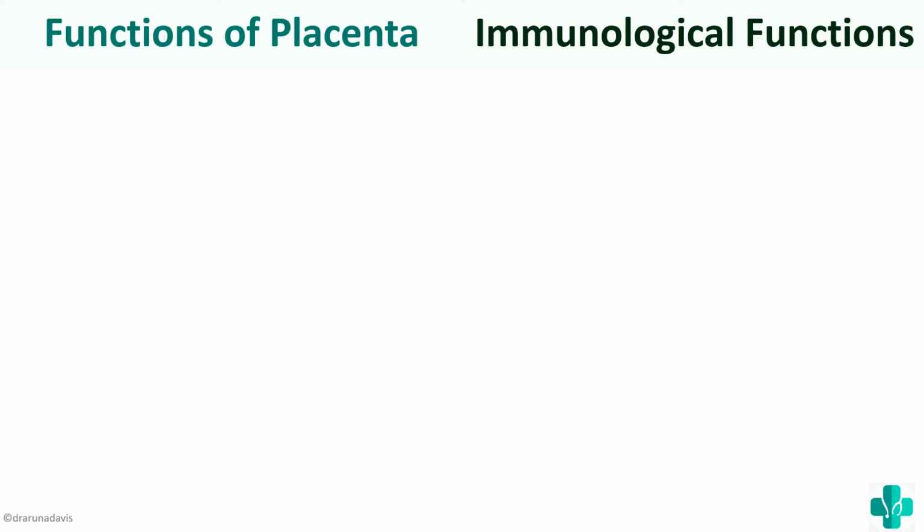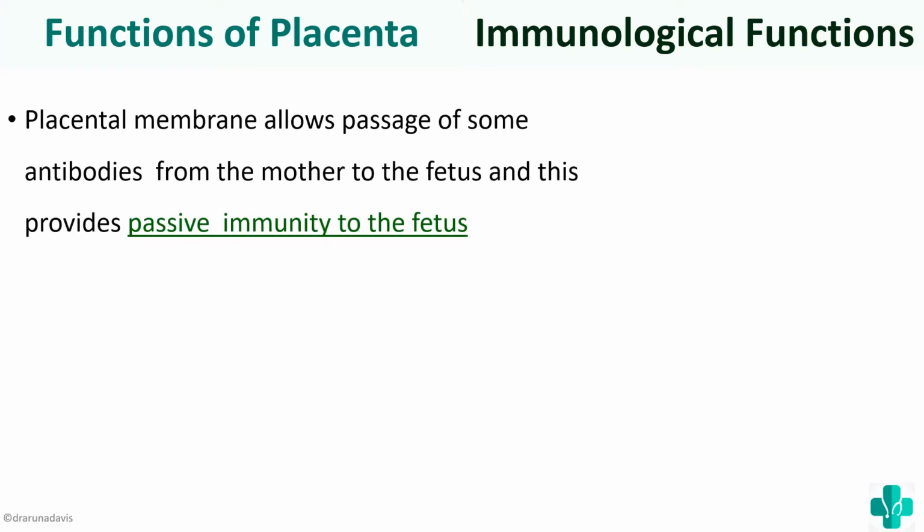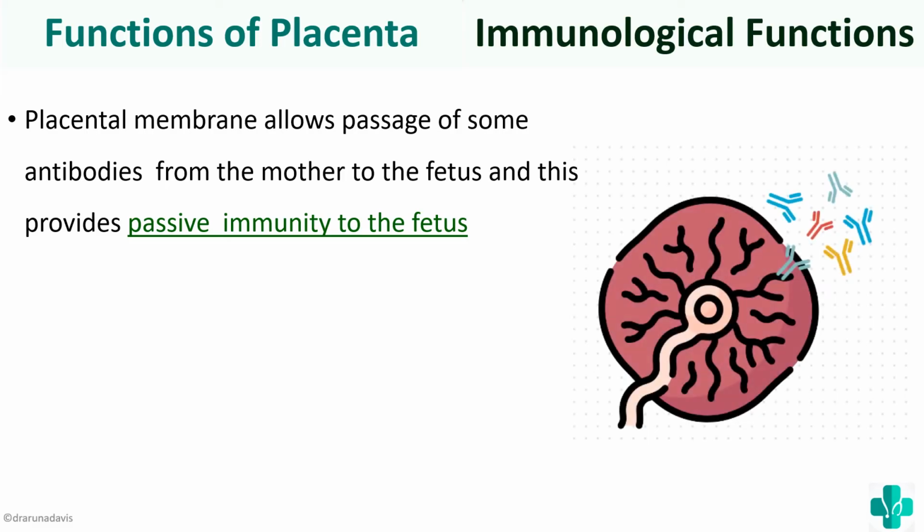Besides the prevention of rejection, we know that the mother has the ability to give passive immunity to the fetus, right? So how is that possible? The placental membrane allows passage of some antibodies from the mother to the fetus, and this provides passive immunity to the fetus. So the placenta has a dual role. Not only does it protect the fetus from being rejected, it also protects the fetus by providing passive immunity.